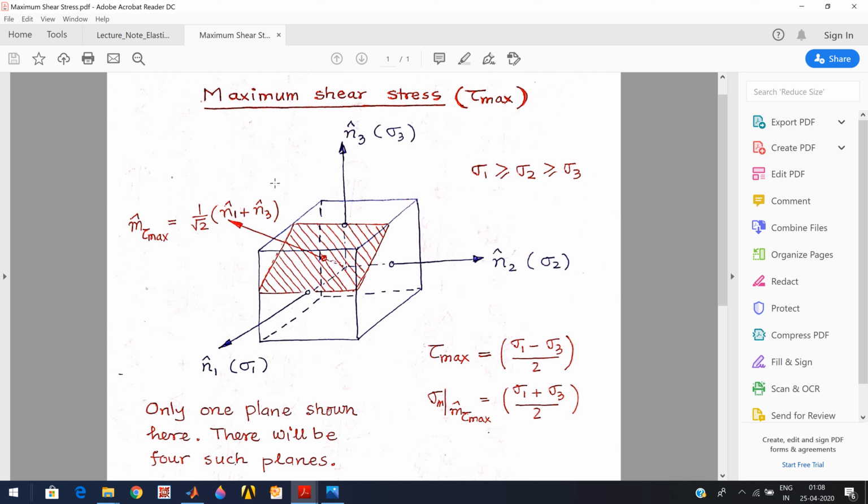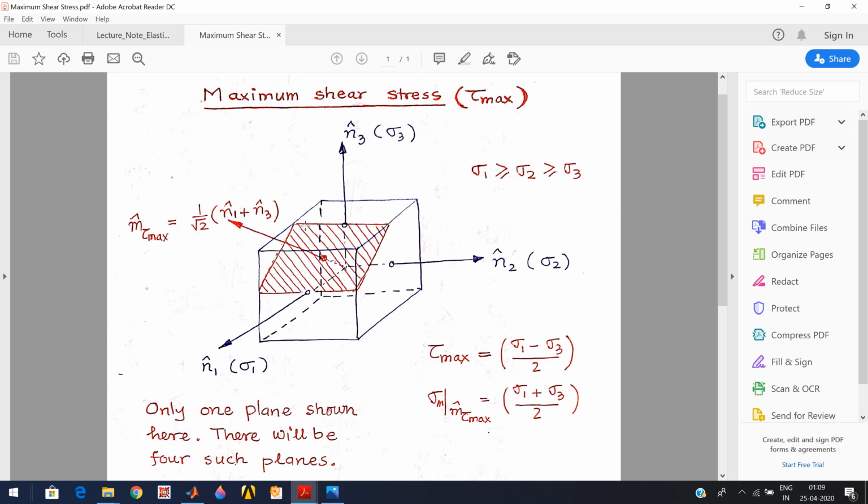Here you can see there are three principal directions, n1, n2, and n3. Along n1, sigma 1, along n2, sigma 2, along n3, sigma 3. These are the three principal stress values. And then if we arrange this sigma 1 greater than sigma 2 greater than sigma 3, then the plane associated with the maximum shear stress will be as shown as the hatch section. So it is 1 by root 2 n1 plus n3. So 45 degree between n1 and n3.